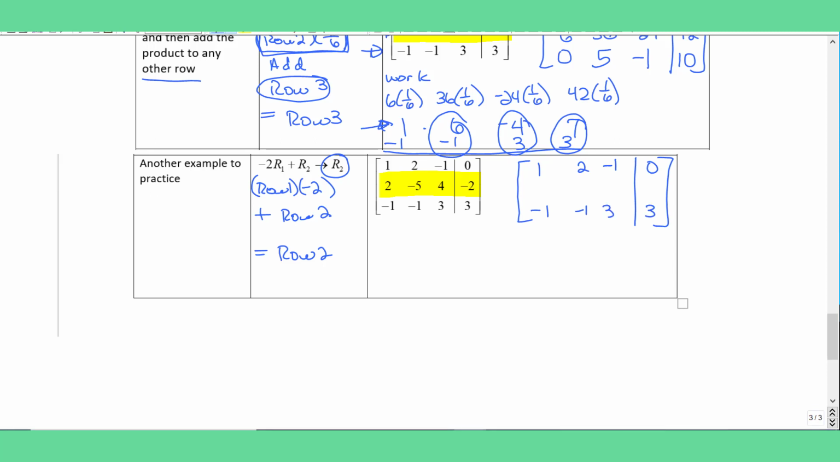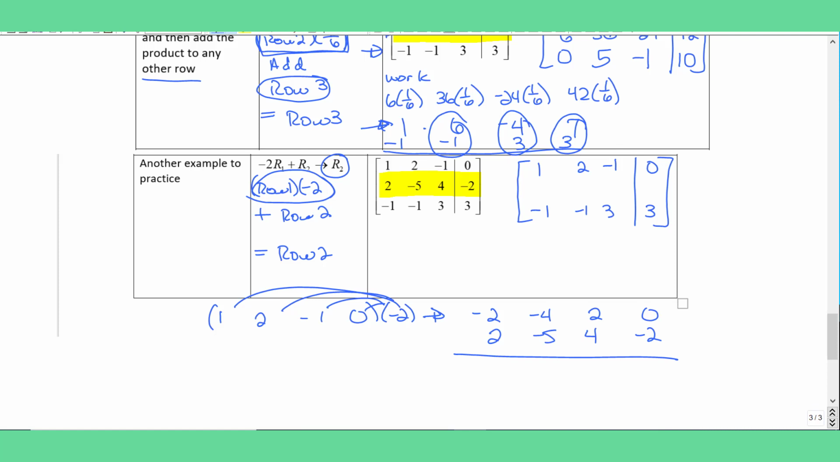Now, on my scratch paper, or on the side, something a teacher could read, I'm going to do what it says to do. I'm going to take row 1, which is 1, 2, -1, and 0, and I'm going to multiply each one of these times -2. So I've got -2, -4, +2, and 0. And then I'm going to take row 2, which is the one highlighted, 2, -5, 4, -2, and I'm going to add those together. And I'm going to put my answer back in row 2.